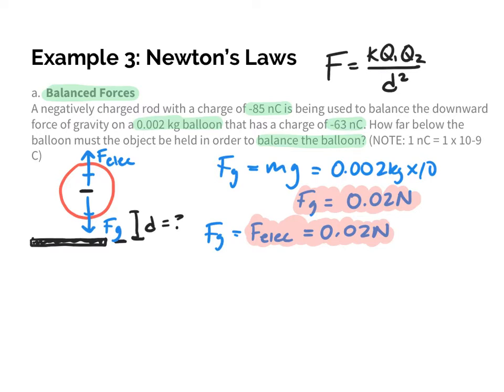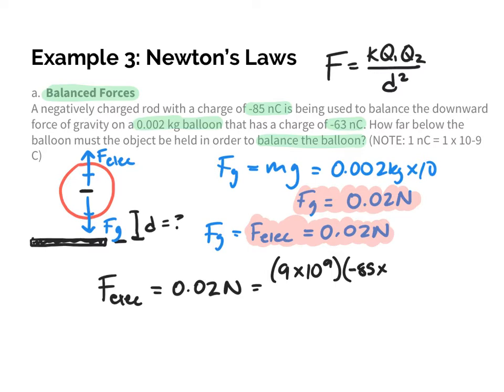So using Coulomb's law then, if I know the electrostatic force is 0.02, well, I know using Coulomb's law that the electrostatic force can be found using this equation, K Q1 Q2 over the distance squared. So I can set that equal to that K value, which is 9 times 10 to the 9th. I know the charge on the rod is negative 85 nanocoulombs, so that's negative 85 times 10 to the negative 9th. I know the charge on the balloon is negative 63 nanocoulombs, so times 10 to the negative 9th. And my goal is to figure out the distance between them.